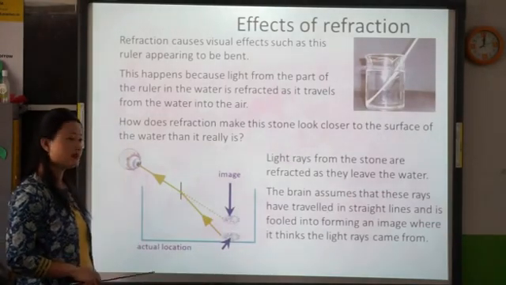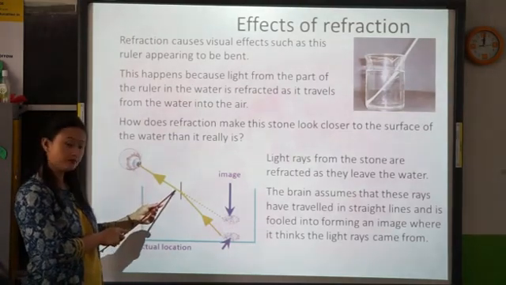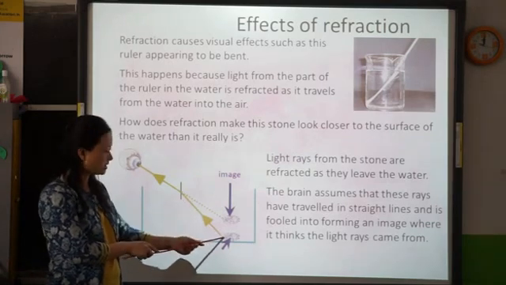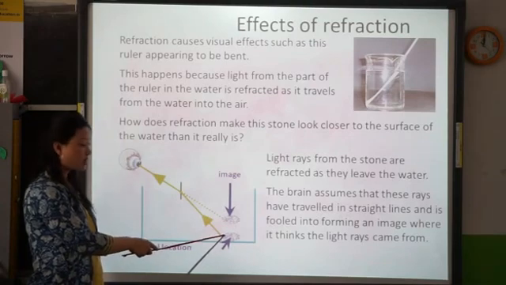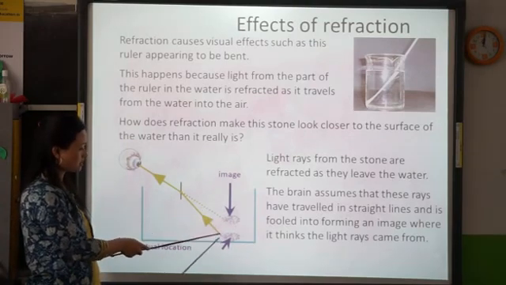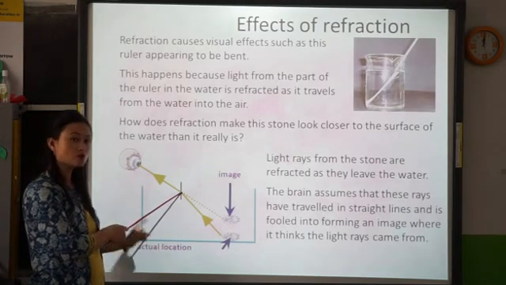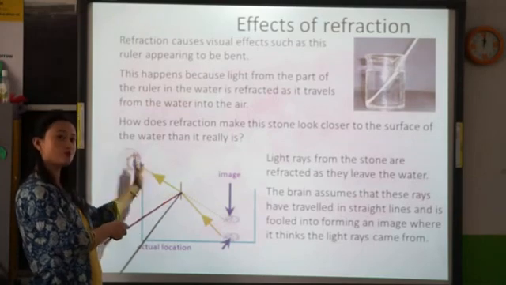Now why does it happen? The same way, a ray of light passes from here and then enters. Now when it enters and strikes this stone, it reflects back. When it reflects back, it goes from here. Now it's passing from denser to rarer. When it passes from denser to rarer, the light bends more.